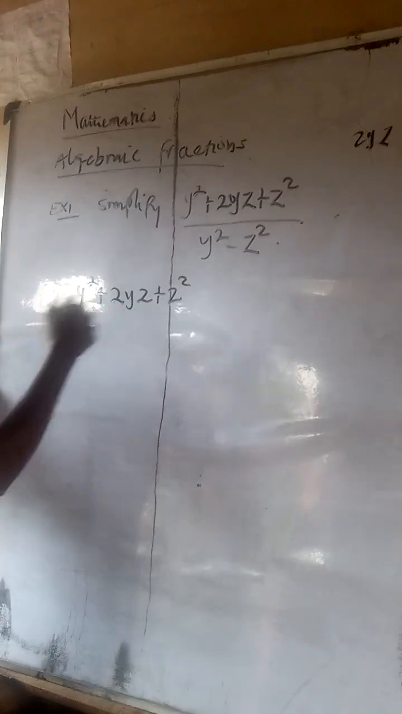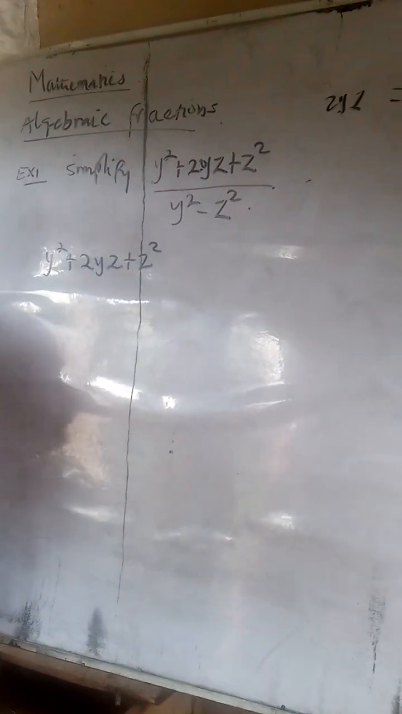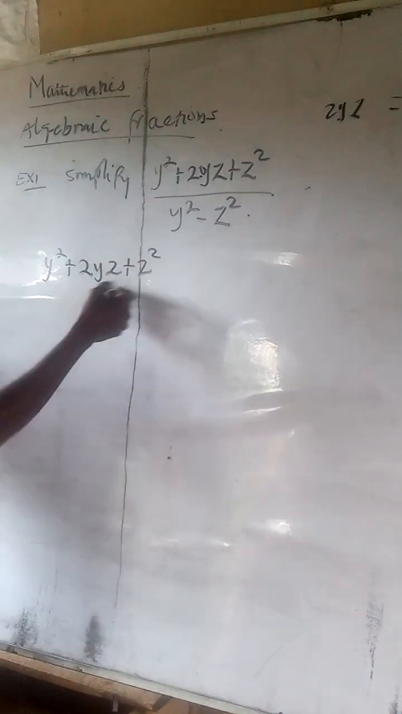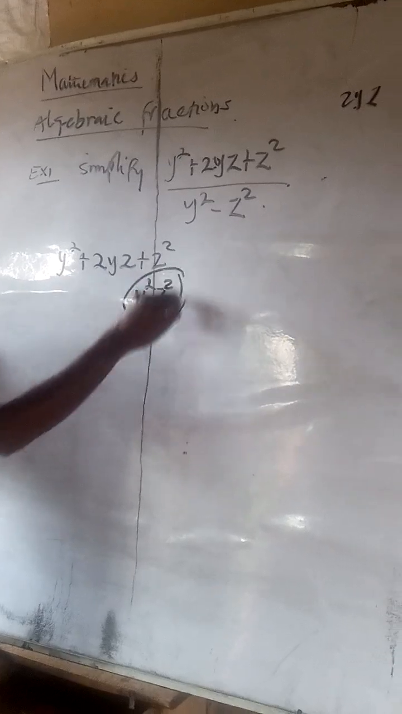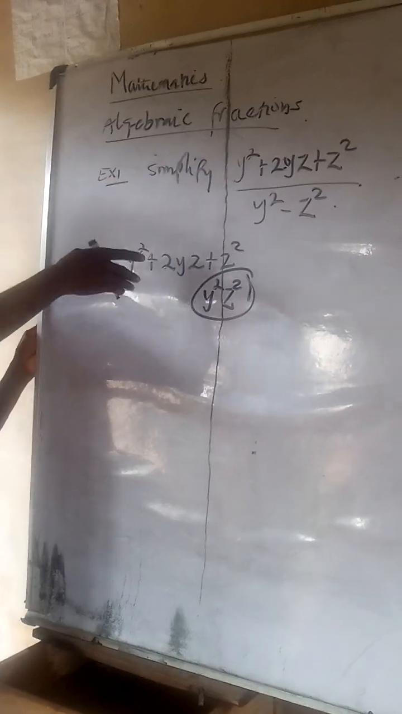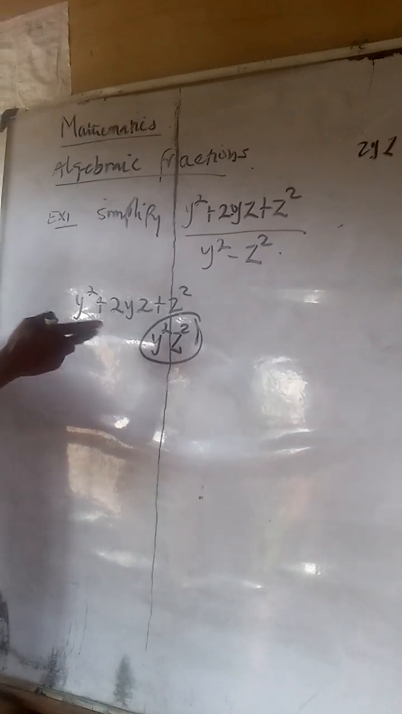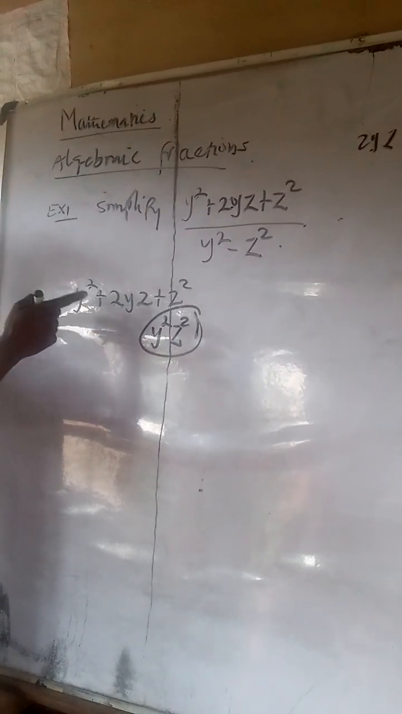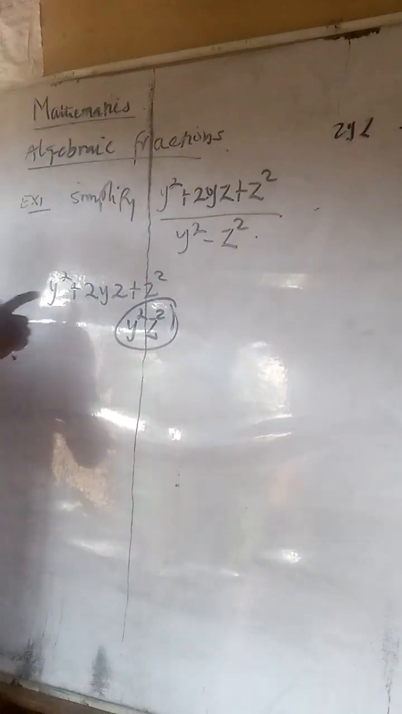Considering the numerator y squared plus 2yz plus z squared, this is a quadratic equation in nature. All we need to do is multiply y squared and z squared, which is not important in our solving. Now, look for factors of y squared z squared such that when you multiply, you have this, and when you add, you get the middle term.